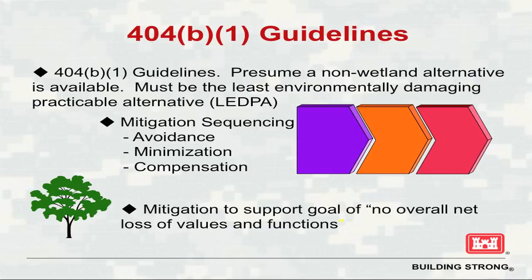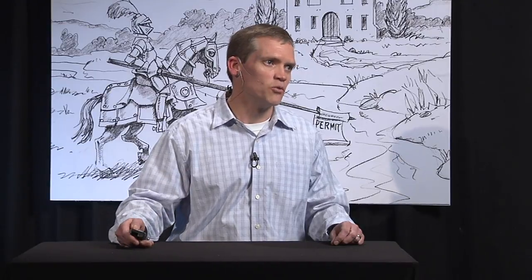404(b)(1) guidelines, again, just part of our evaluation, and the way I would like to explain this is, if you have an applicant and he's got impacts to streams and wetlands, and let's say his project's not water dependent, which most developments aren't, so he's doing a residential development, he's got impacts to streams and wetlands, and those are what we consider special aquatic sites. So the Corps automatically presumes that he has other alternatives that would have less impact to the aquatic environment. And it's up to the applicant to actually show us otherwise.